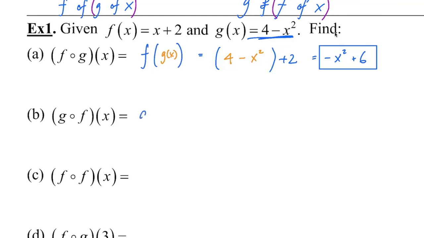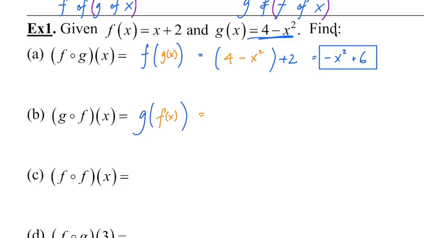So again, habit is extremely crucial. Okay, so we have g of f of x. So we have the g of x on the outside and the f of x on the inside. So g of f of x.